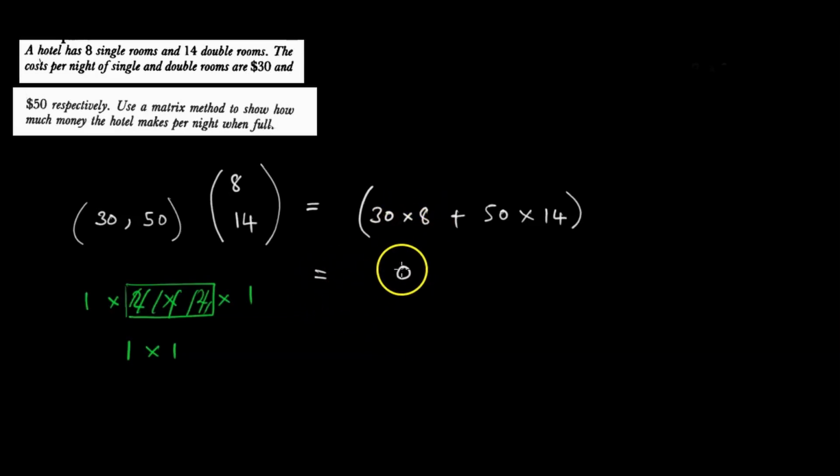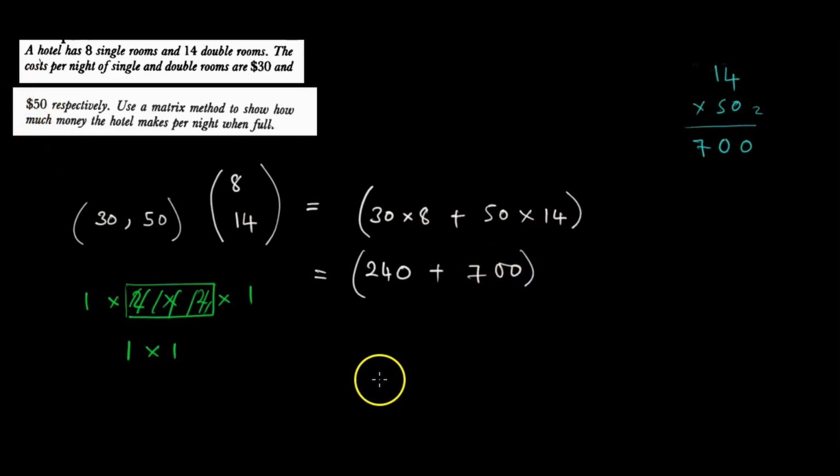8 times 0, that's 0. 8 times 3, 8, 16, 24. So it's 240 plus. Then what is going to be 50 times 14? So 14 times 50, 0. Up it's 20, carry 2, 5, 6, 7. So it's 700.